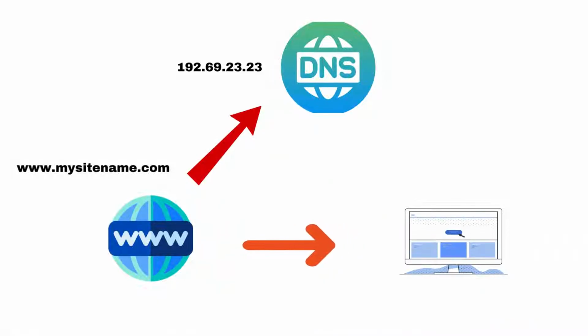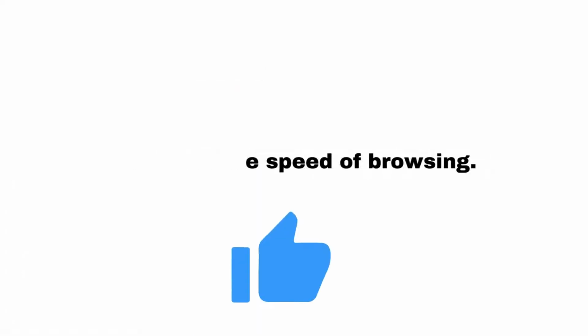What if you visit the same site again? Ideally, the same process should happen. But modern browsers like Chrome provide an inbuilt DNS cache to avoid this subsequent call to a DNS resolver to get an IP address. This saves network traffic and helps to improve the speed of browsing.